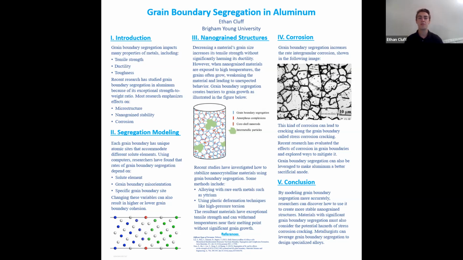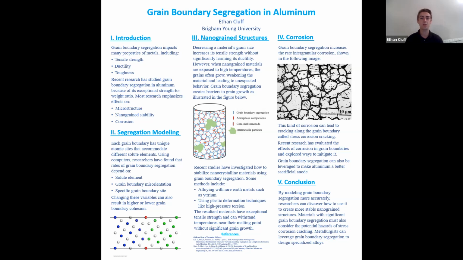Aluminum is a material that has been increasingly replacing steel in many applications because of its superior strength to weight ratio. As such, many researchers have spent time trying to figure out how to improve the material properties of aluminum, especially its strength, without negatively impacting its ductility and toughness. One way this is possible is through grain boundary segregation.